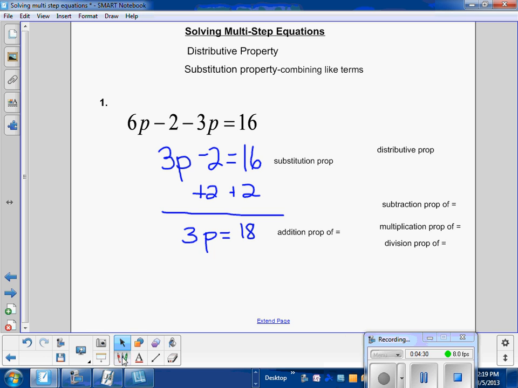And our final step is to divide each side by 3. So we use the division property of equality. So that's how you solve a multi-step equation and justify your steps, just writing what property you used.